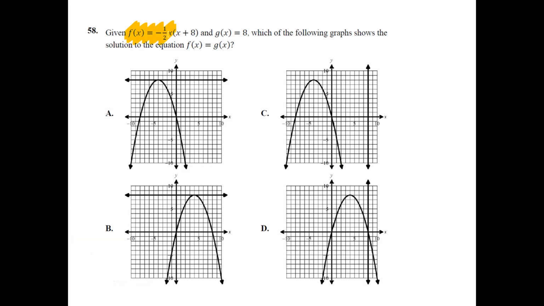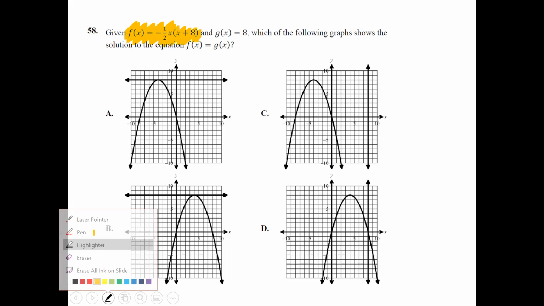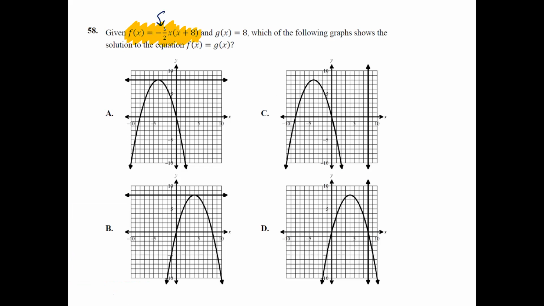So f of x is with this equation. And if I look at f of x, you see how that's a negative 1/2? So it's going to be a sad face. So I know that there is going to be a negative 8 or a positive 8 inside the parentheses. So it's 8 units to the left. Okay, so that's what I know so far. It's a sad face and it's 8 over to the left. So immediately when I look at that, I'm like, okay, well, it can't be B because that's moving over to the right.